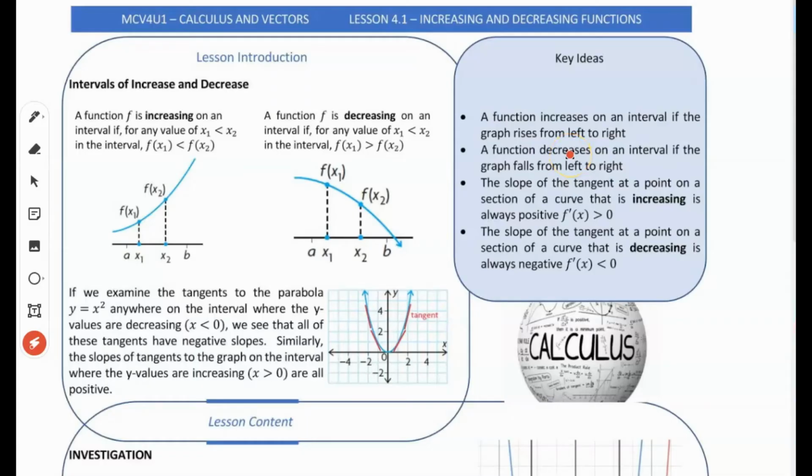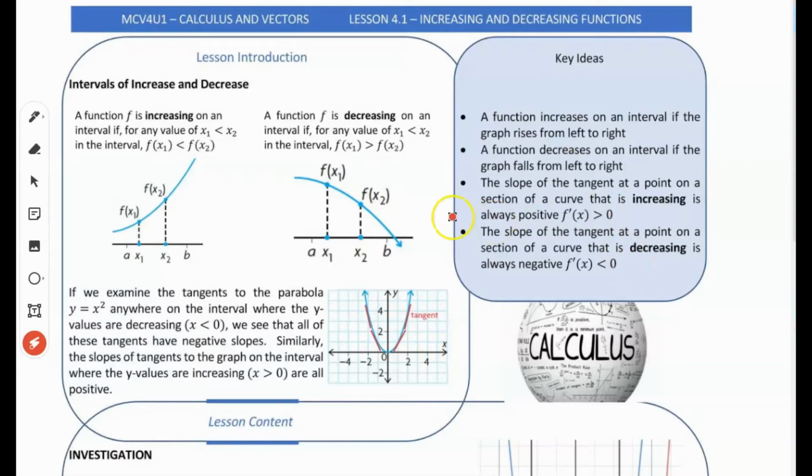Alright, so let's get started then. This is increasing and decreasing functions: how to tell if something is increasing or decreasing. Basically put, as we move from left to right on a graph, if your value is getting larger, then you are increasing. If your value is getting smaller, then you are decreasing. That's the basic definition for an increasing interval or a decreasing interval on a function.